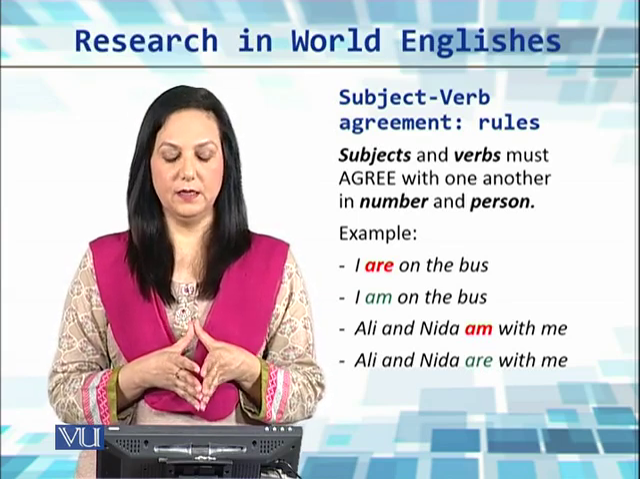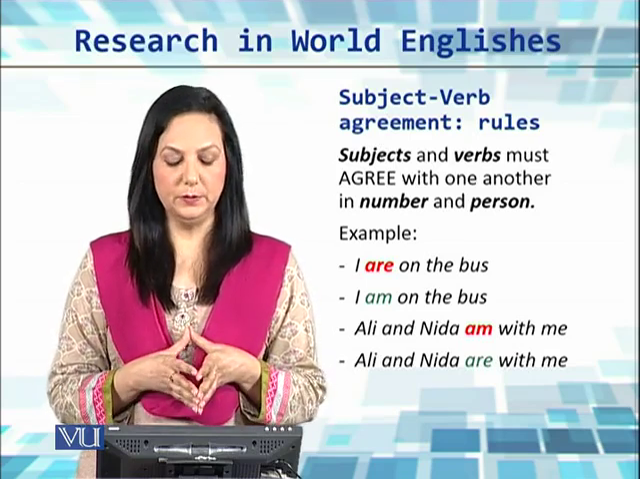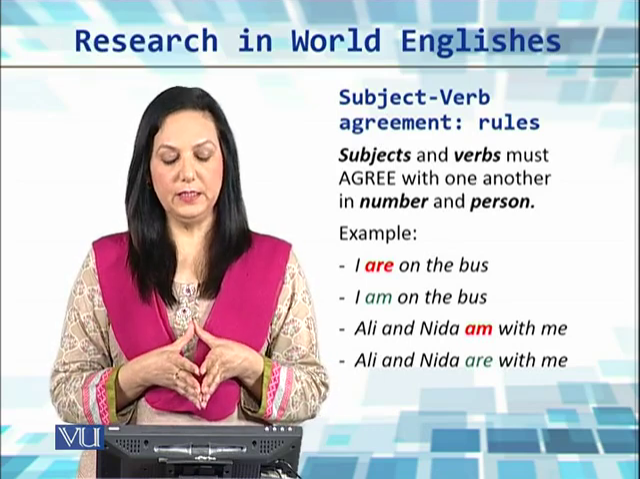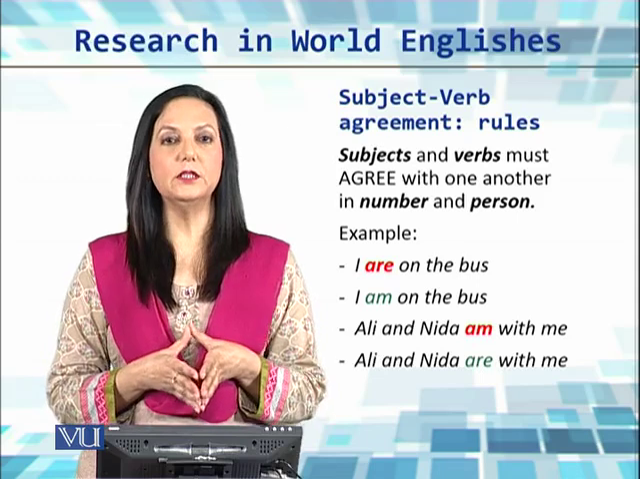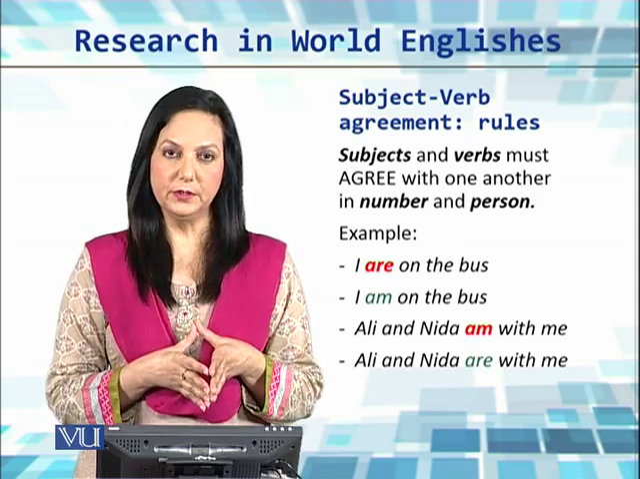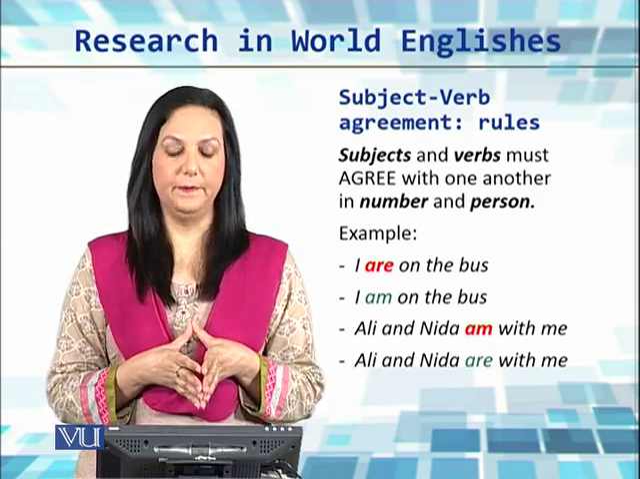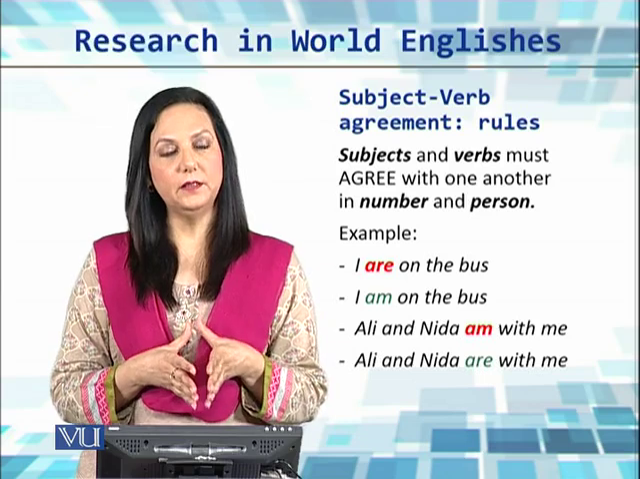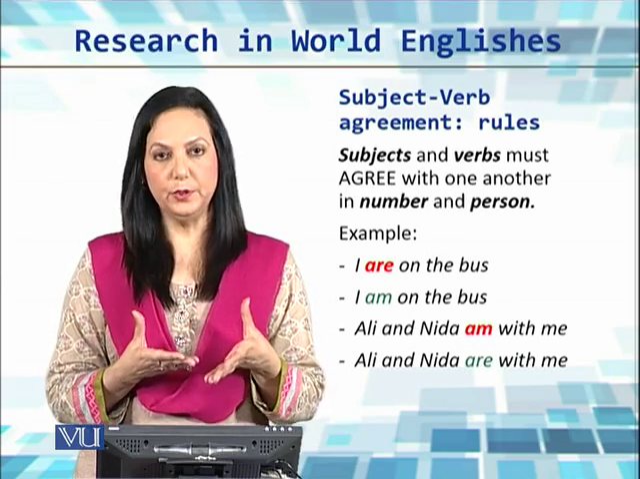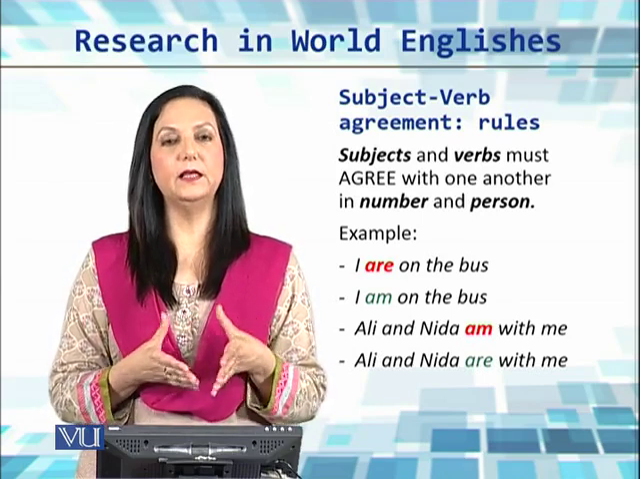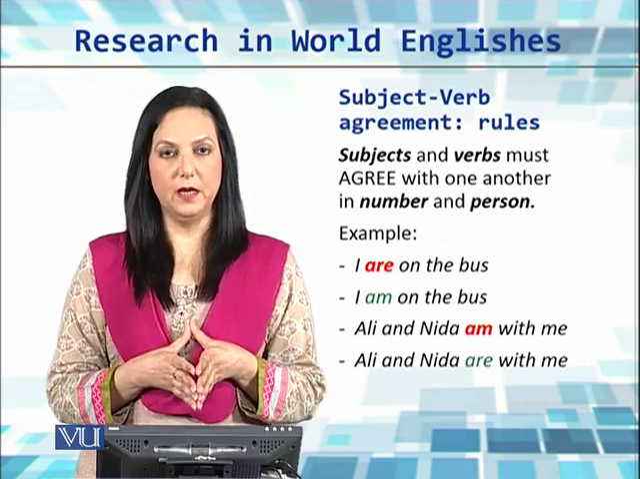Similarly, Ali and Nida am with me is again incorrect. Ali and Nida are third person singular, and the conjunction and compounds the noun and it becomes plural. So Ali and Nida are with me will be correct because Ali and Nida now become plural, and third person plural will take are and not am. The compound subject Ali and Nida, because of the use of the word and, has become plural, and therefore they should take the verb are.